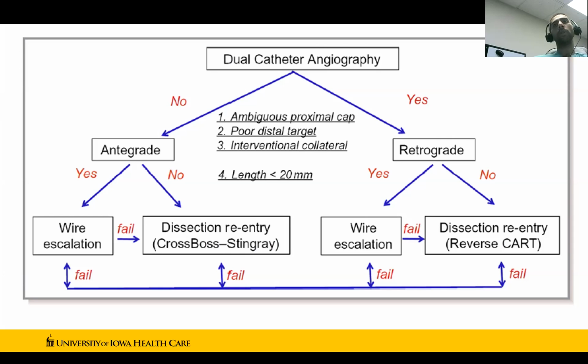The antegrade, usually we try to start off with antegrade wire escalation. If antegrade wire escalation doesn't work, then we switch over to dissection reentry. And I'll show examples of all of these. If you do not know exactly what the proximal cap looks like, if it's very ambiguous, if interventional collaterals are good, and you've got a very long CTO, then we might want to try retrograde. Again, with retrograde, we first try wire escalation, and if that fails, then we try dissection reentry in a retrograde fashion.